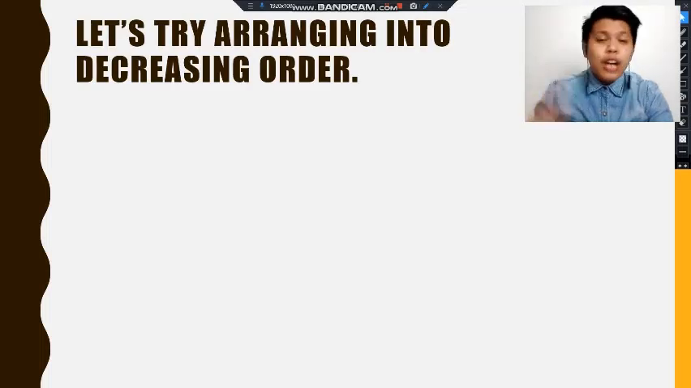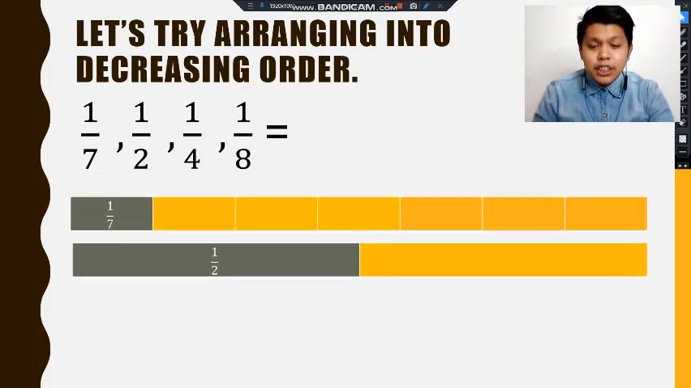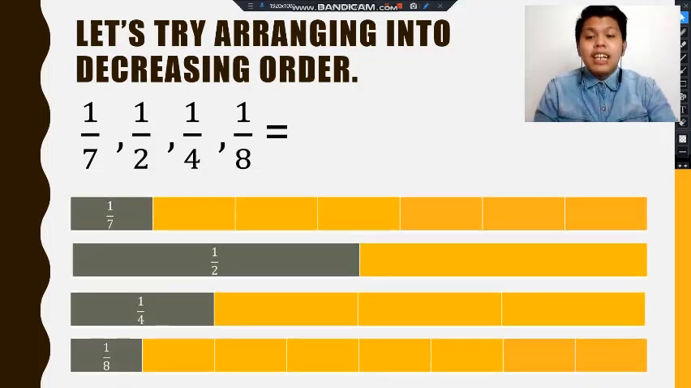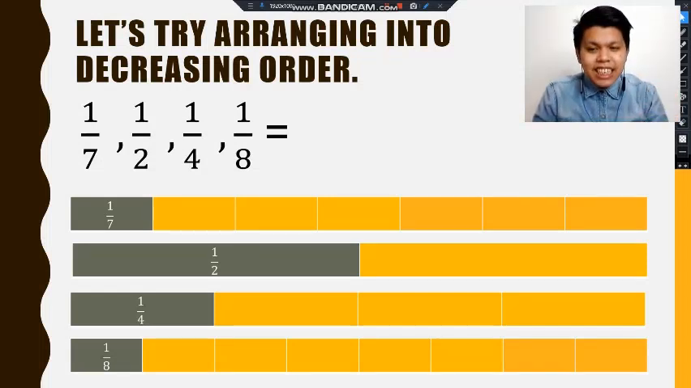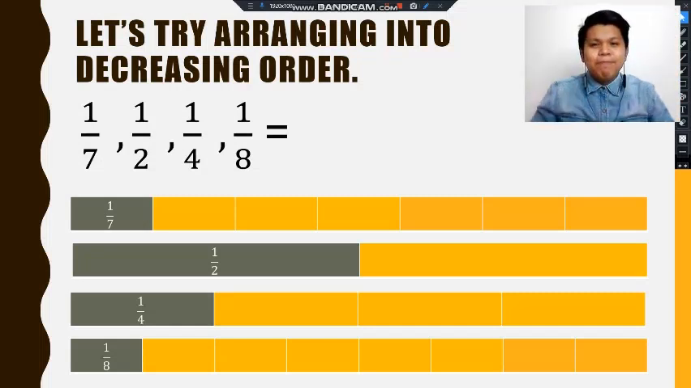Now I know that you have already an idea how to fix this one. But for those who don't understand, let's see this one. We have 1/7, 1/2, 1/4, and 1/8. So here is the illustration. Now we're going to arrange this into decreasing order. So a while ago, increasing, now it's decreasing. Decreasing from big going to small.